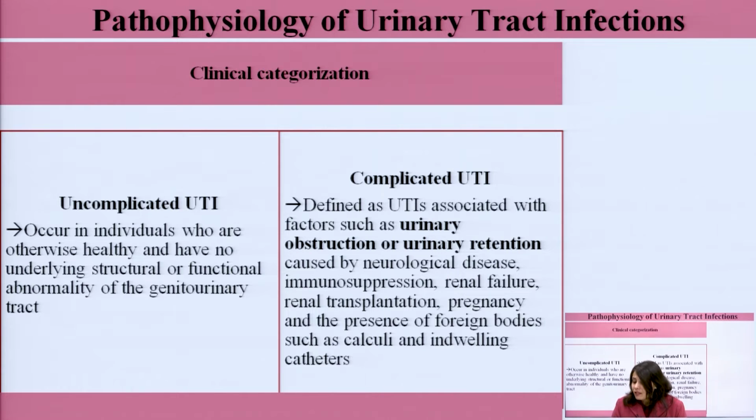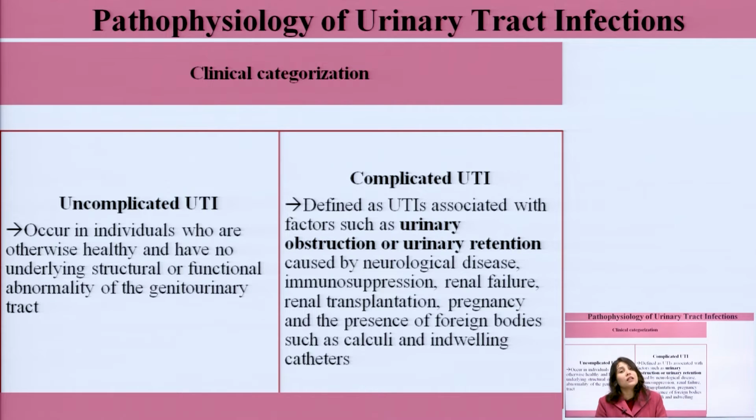So this occurs in individuals who are otherwise healthy and have no underlying structural or functional abnormality of the genitourinary tract. They are perfectly healthy, there is no abnormality in them, the immune system is perfectly fine in those people. In them also UTIs can occur because they are resorting to use of public toilets more frequently, for example. So in them it can occur. It is an uncomplicated type of urinary tract infection occurring in healthy individuals.